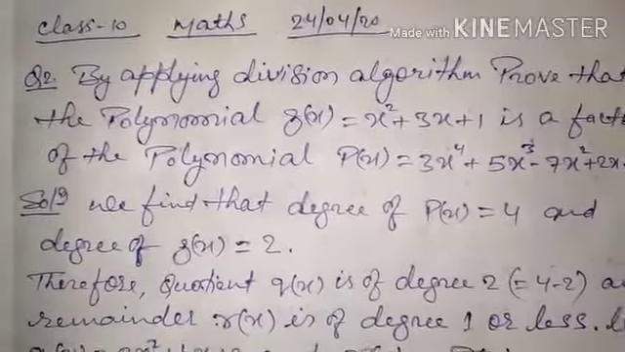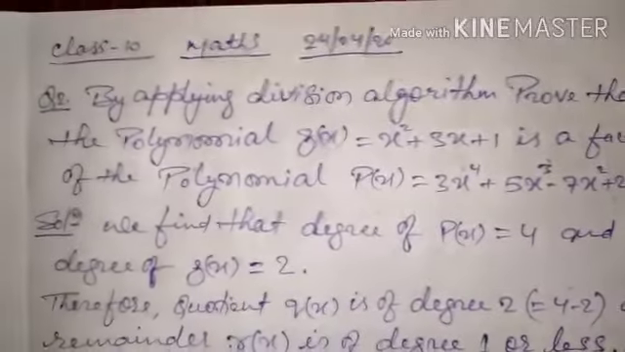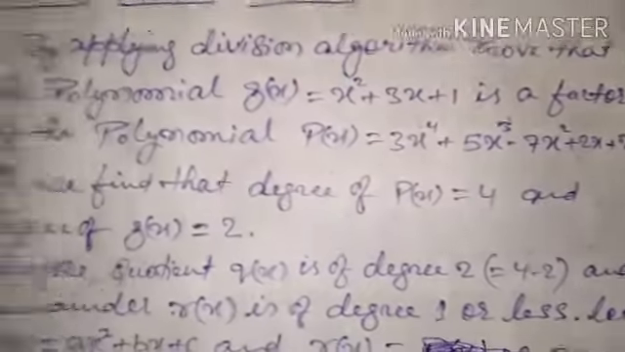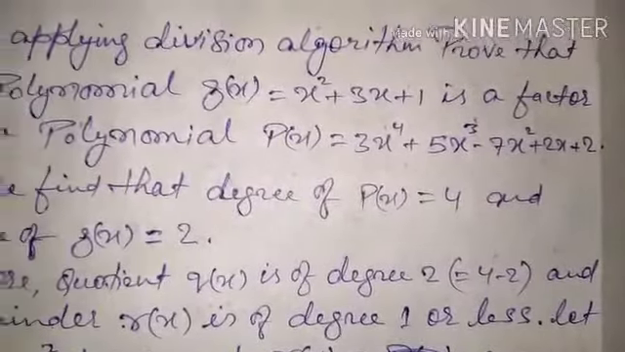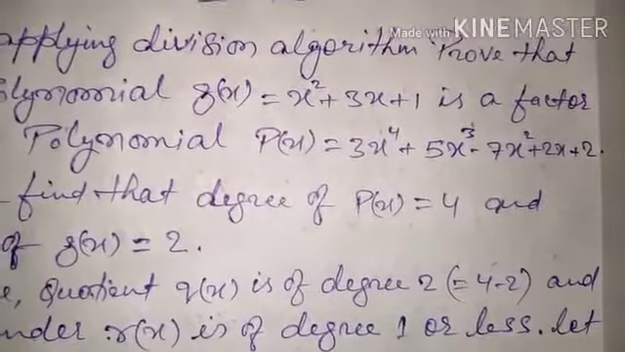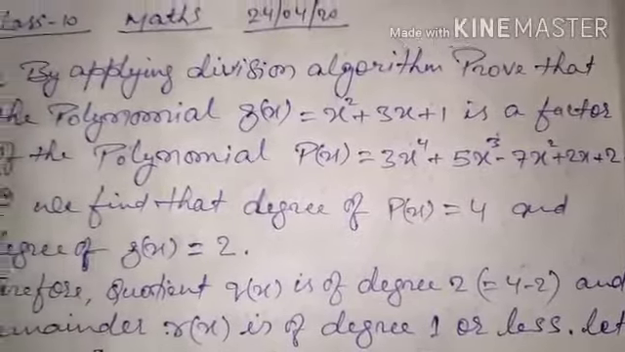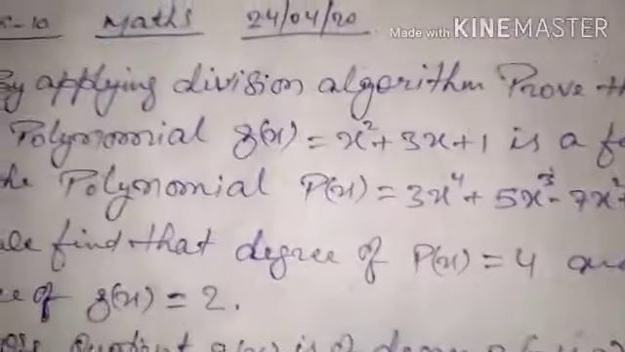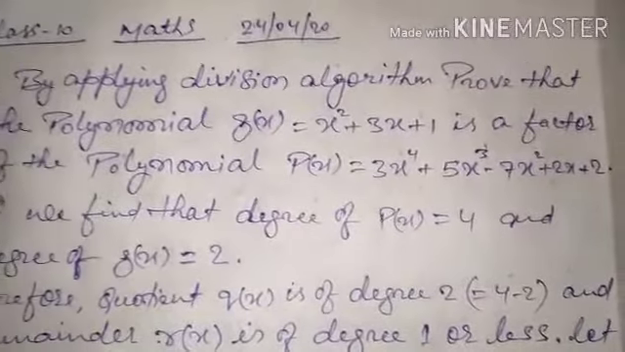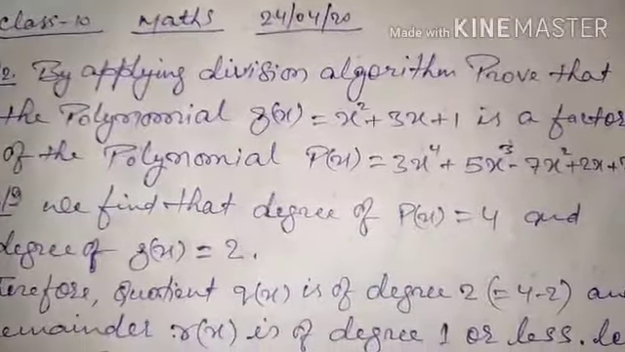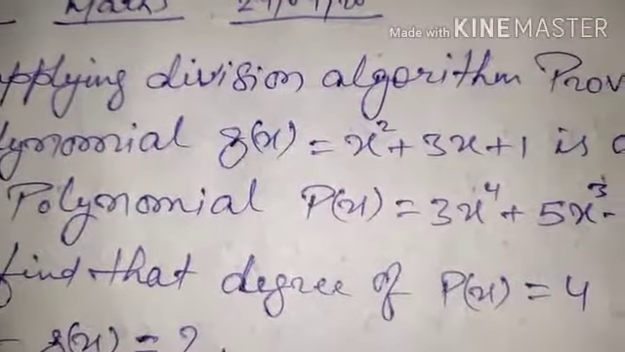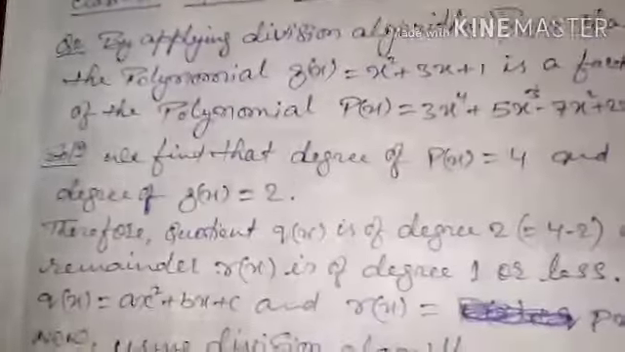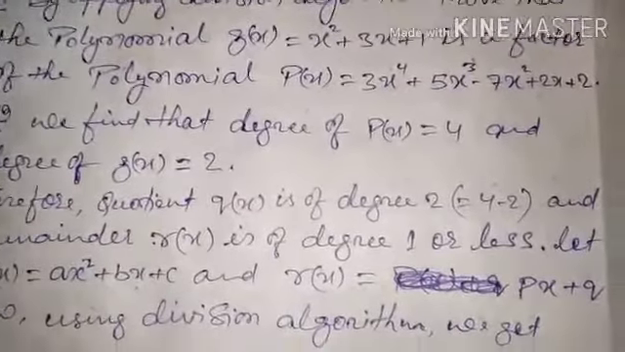Okay, now let us start with the problem. By applying division algorithm, prove that the polynomial gx is equal to x square plus 3x plus 1 is a factor of the polynomial px is equal to 3x4 plus 5x cube minus 7x square plus 2x plus 2. So you can see the degree of this px is 4, and the degree of this gx is second degree, and we have to prove that gx is a factor of this polynomial px. So to prove that factor, obviously we'll divide it and show that the remainder is 0.